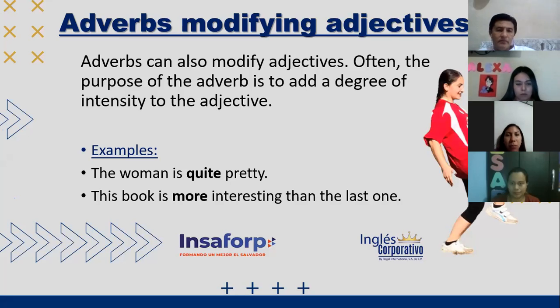And do you remember, for example, which question can we ask to describe the W question? How, when, where, why, how much, how often. So for the first example you see there, the woman is quite pretty. Which question of the ones we saw yesterday will give you an answer of the adverb quite?